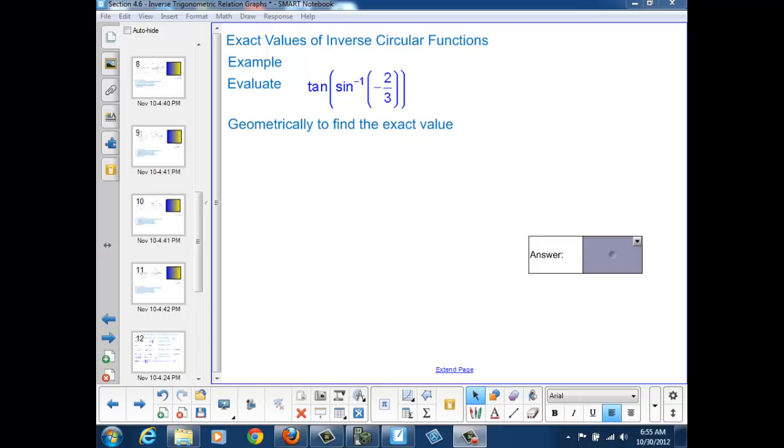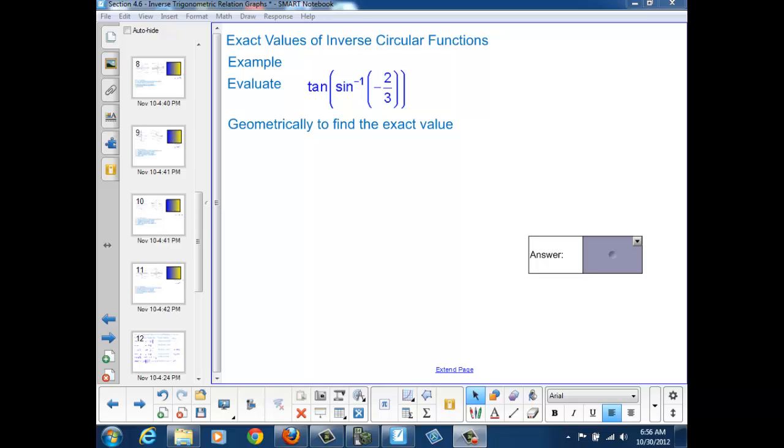Now let's look at how we can evaluate exact values of inverse circular functions given a composite function. For instance, the tangent of the inverse sine of negative 2/3. We're going to evaluate this geometrically by drawing reference triangles that will allow us to determine the answer.